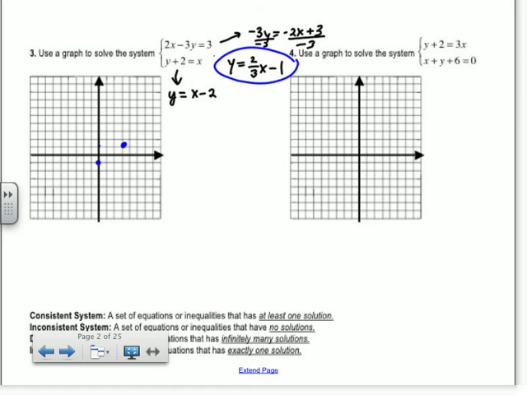Like I would go up 2 and right 3 again. So go up 1, 2, right 1, 2, 3 again. Or you could start at your original and go down 2, left 1, 2, 3 again. And you can do that a couple times. Draw a nice straight line.